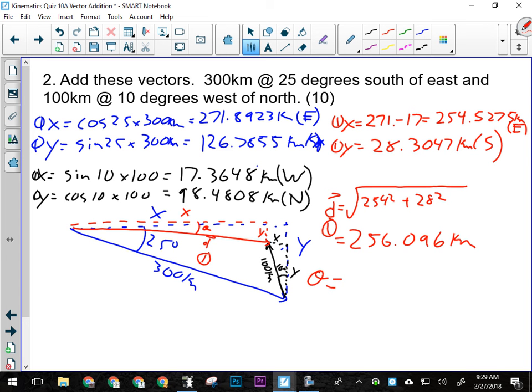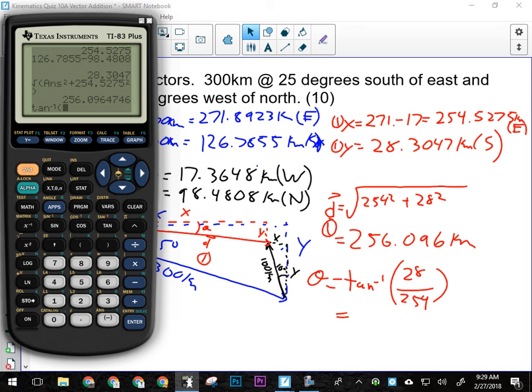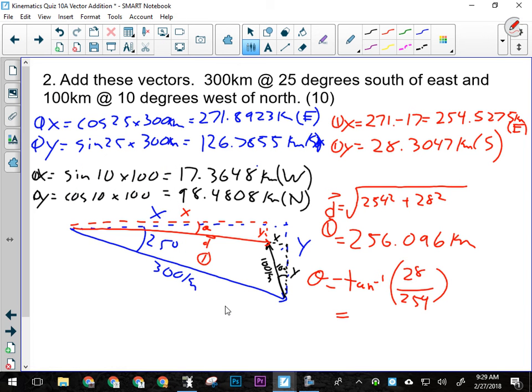Then I've got to get its vector. All right, the way I drew this, y is the opposite side, x is the adjacent. So tan to the minus 1 of the 28 over 254. Okay, so we're looking at a very small angle here, 6.35 degrees, and for me that's south of east. Okay, 1 mark for that, or if they got the complementary angle, that's also fine.